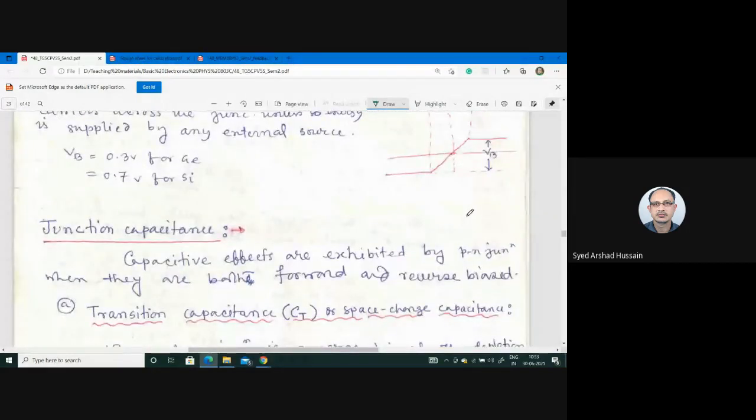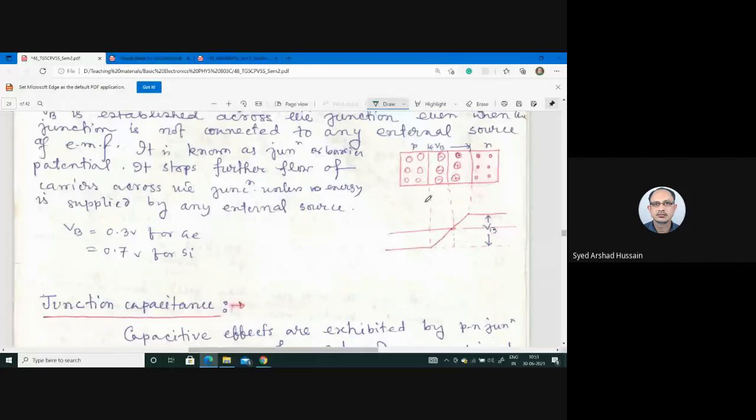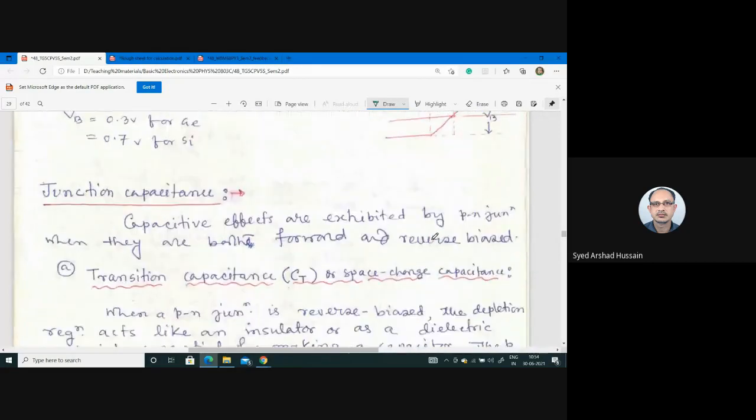Then the Fermi level: in n-type material, the Fermi level normally lies close to the conduction band, and in p-type material, close to the valence band. However, when a junction is formed, the Fermi level gets modified and the Fermi level of the whole system becomes aligned in the same plane, across the same line. For that, on the n side the Fermi level goes down, or on the p side the Fermi level goes up. This is because electrons flow from the n side to the p side. So this is one issue.